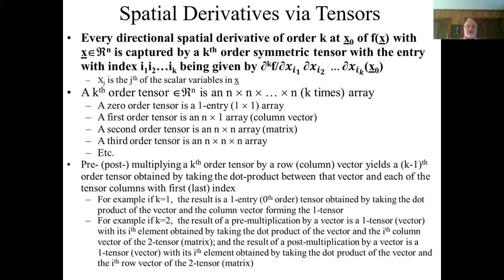Okay, so all of what I just said is on this single slide. The lecture so far: a 0 order tensor is 1 entry. It's a 1 by 1 array. A first order tensor is n by 1. A second order tensor is m by n, a matrix. A third order tensor is m by n by p, and so on. And then post multiplying, pre multiplying.